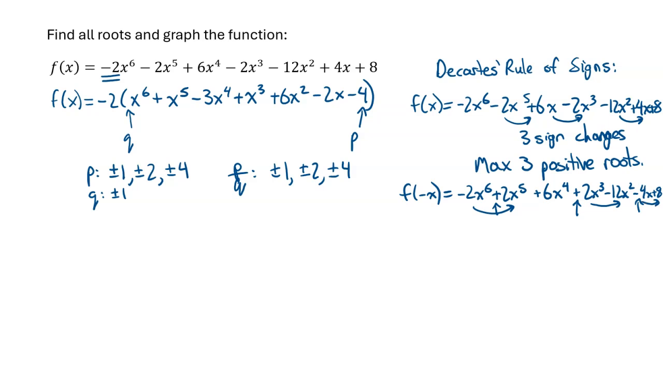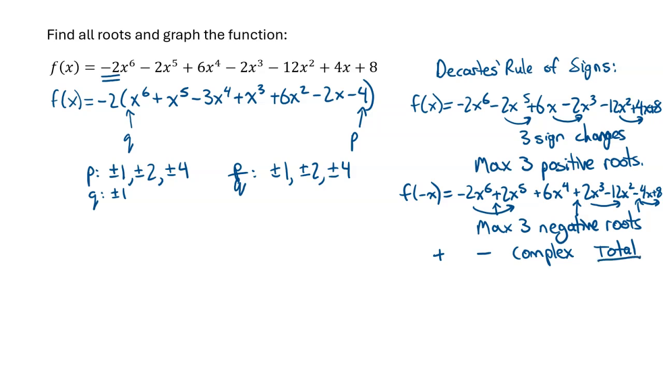Well, it changes from the power of 6 to the power of 5, power of 3 to the power of 2, and the power of 1 to the power of 0. And so that means we have 3 sign changes in the negative x case, and so we have a maximum of 3 negative roots. So now we build a chart based on this. We have a positive column, a negative column, a complex roots column, and then the total.